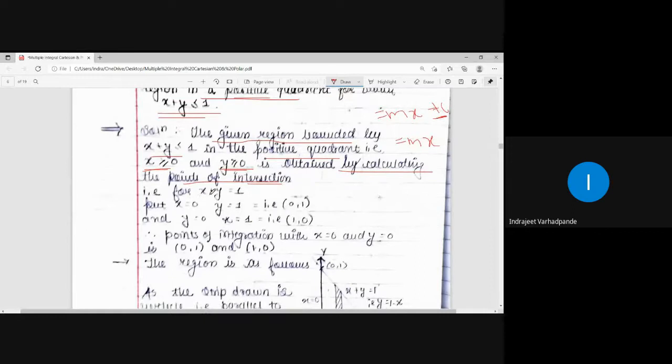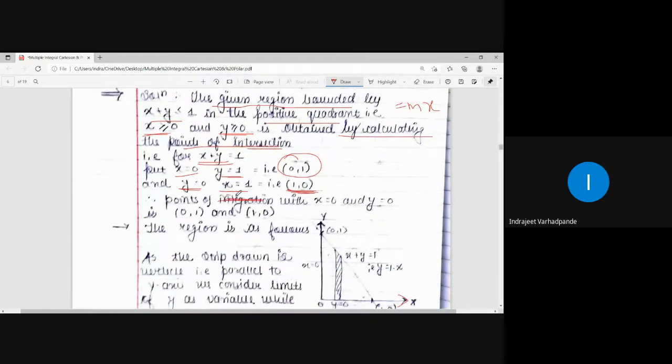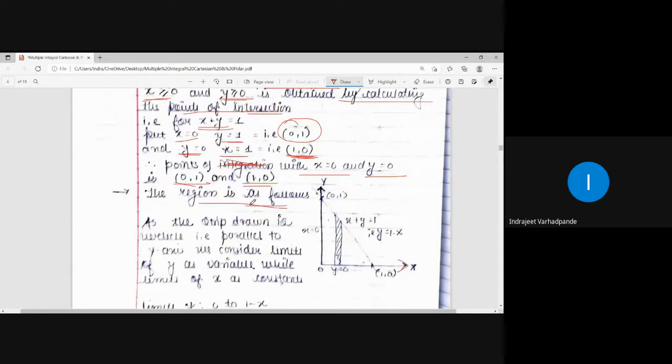So the point of intersection for the line x plus y is equal to 1. Put x is equal to 0, you get y is equal to 1. So the coordinate is 0 comma 1. Put y is equal to 0, you get x is equal to 1. The coordinate is 1 comma 0. So the points of intersection with x equal to 0 and y equal to 0 are 0 comma 1 and 1 comma 0. The region is as follows.